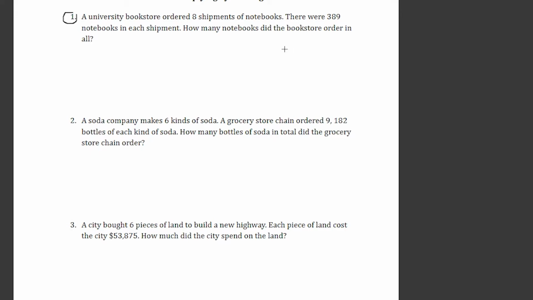Now for our word problem. A university bookstore ordered 8 shipments of notebooks. There were 389 notebooks in each shipment. How many notebooks did the bookstore order in all? When it says in each, that's how I know we're multiplying, and we have the numbers 8 and 389. So we're going to set it up just like the other problems with the larger number on top.